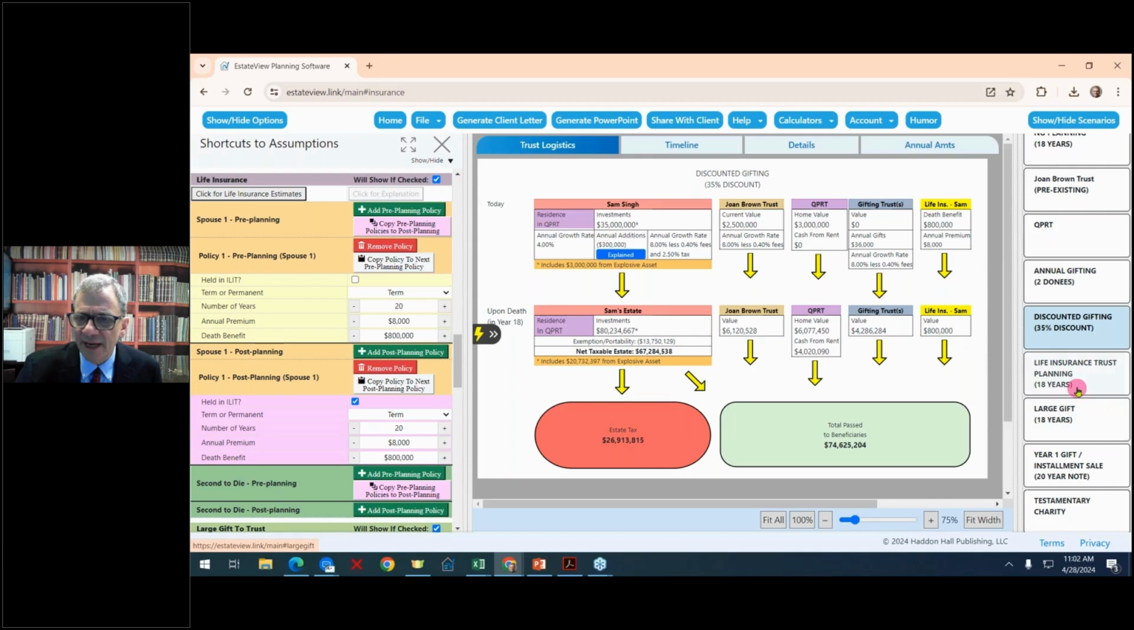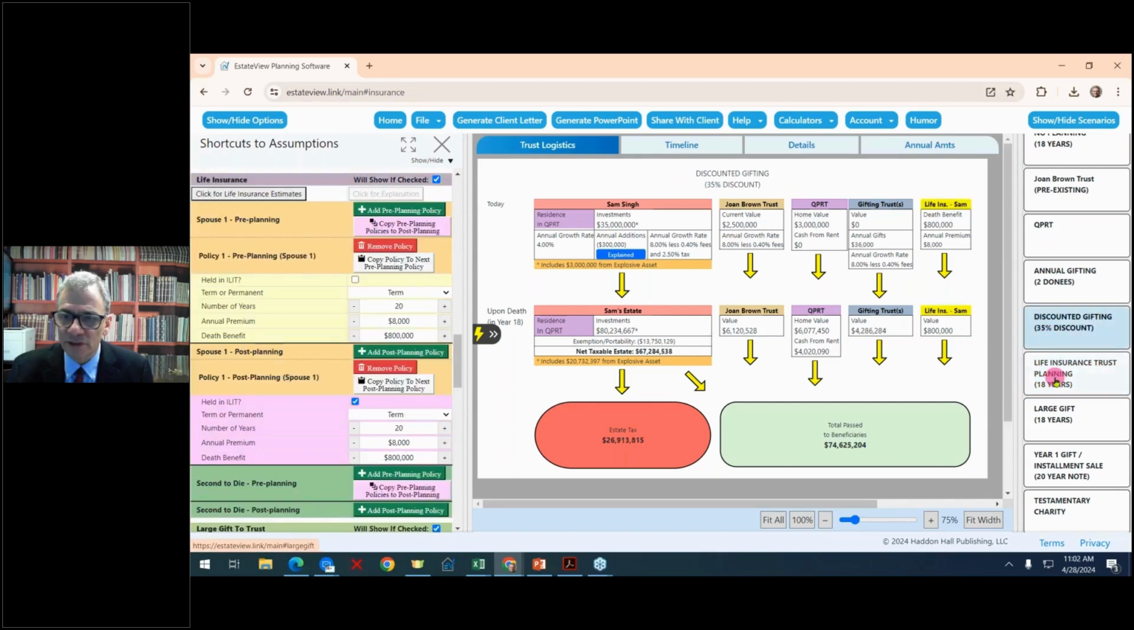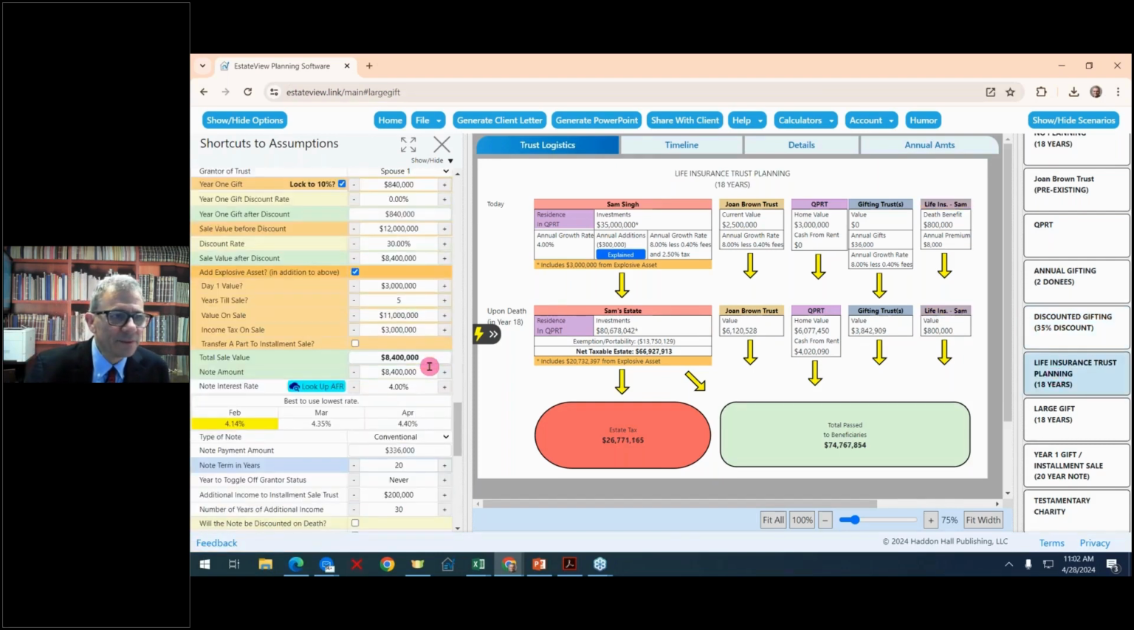And then if I click on life insurance trust, now it's in the ILIT. You see it turn purple. It's not subject to estate tax. The estate tax goes down a little bit. The gifting trust goes down a little bit because the premium dollars that would have gone into the gifting trust are now going into the life insurance trust. So it's a pretty big difference.